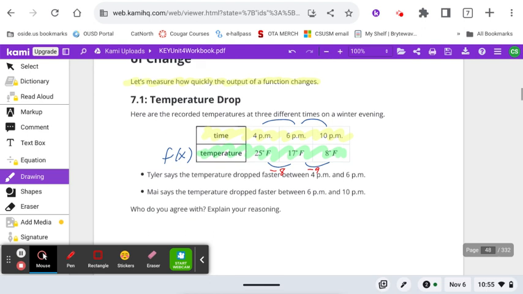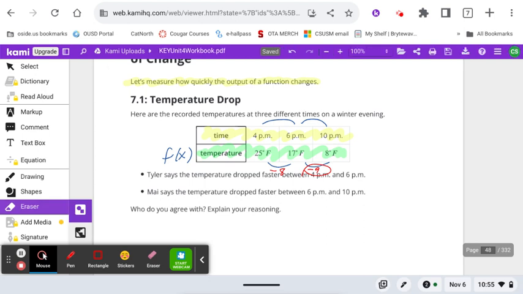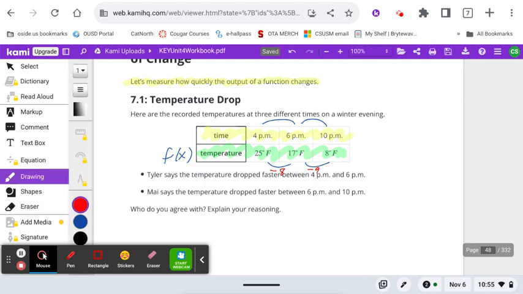So on a quick glance, you might say, oh, it looks like Mai is correct then because it's going down more. But remember that when we're looking at the change over time or the average rate of change, we need to also consider how many hours are passing up at that top input variable. So we're looking at the change in the bottom, but we're also comparing that to the change in the top. Notice that 6 minus 4 is only a 2-hour time span, and 10 minus 6 is a 4-hour time span.